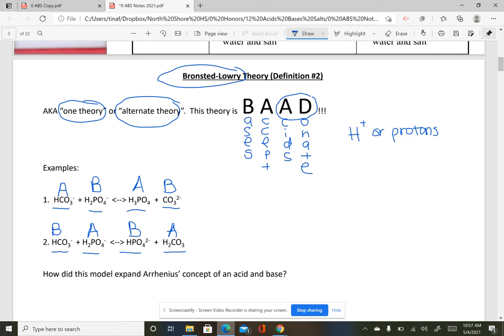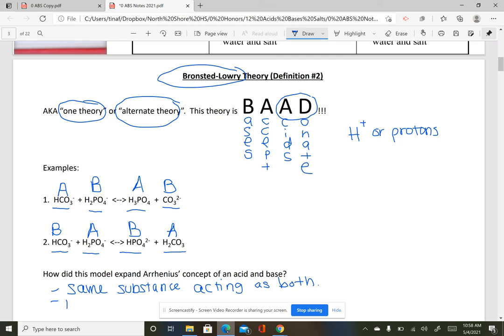Okay. So how does this model expand on Arrhenius's concept of an acid or a base? Look at HCO3 in both reactions. In the first reaction, it's an acid, and in the second one, it's a base. So you can have the same substance acting as both. In one reaction, it's an acid, in the other one, it's a base. So depending on what it's with, it can either accept or donate a hydrogen ion.